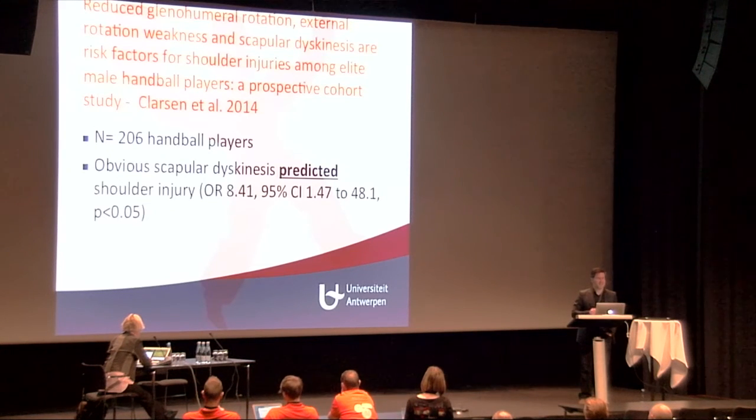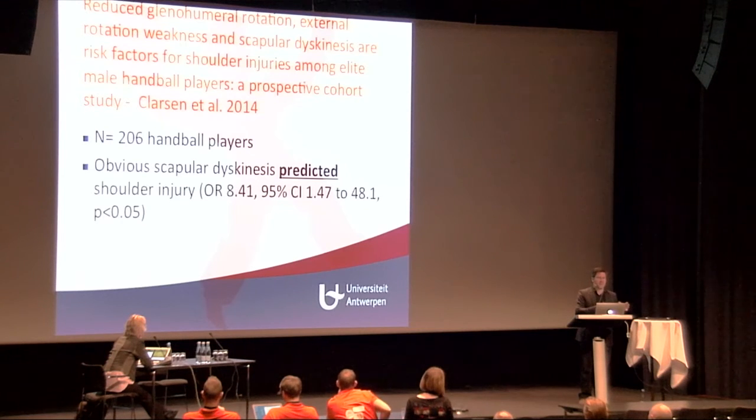So what does that mean? That means that this study says scapular dyskinesis predicts shoulder pain, but we don't know how precise, and we don't know whether it's a very large predictor or maybe not that large a predictor. But it does predict shoulder pain in handball players.